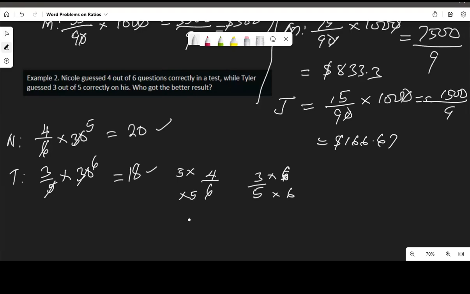5 times 4 is 20. 5 times 6 is 30. And 3 times 6 is 18. 6 times 5 is 30. So the two fractions now have the same denominator. The bigger fraction is the one that has the biggest numerator. So 20 over 30 is bigger than 18 over 30. And 20 over 30 is from Nicole. So Nicole got the better result.